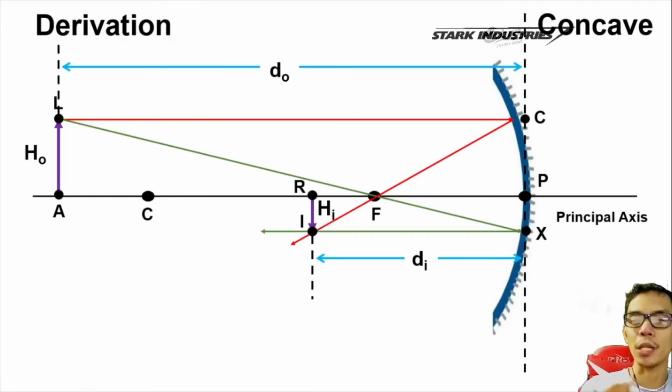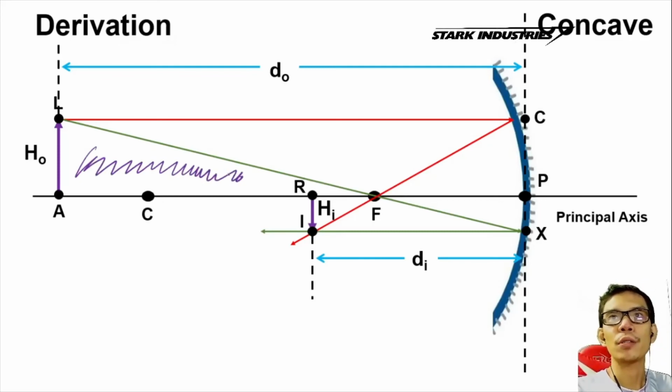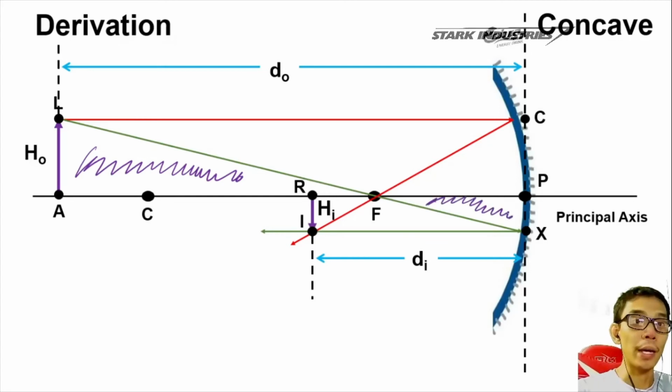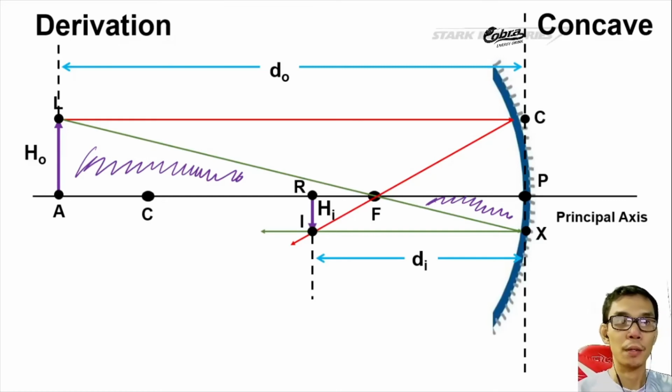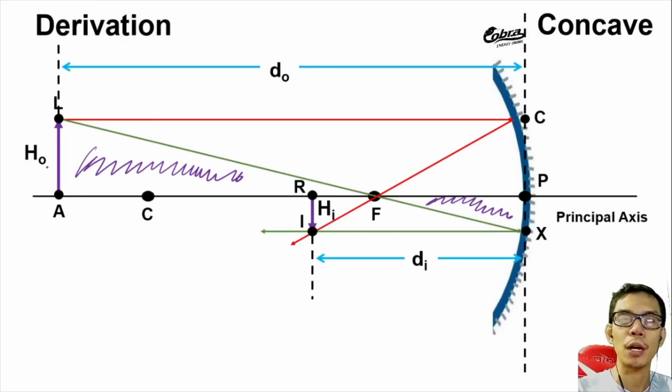Alright, so if you will notice, this triangle over here and this triangle over here have different sizes. So the ratio of their sizes is related to the term called magnification. Magnification is the ratio between the height of the image and the height of the object. Also, the distance of the image and the distance of the object. Alright, so let's take a closer look at this.